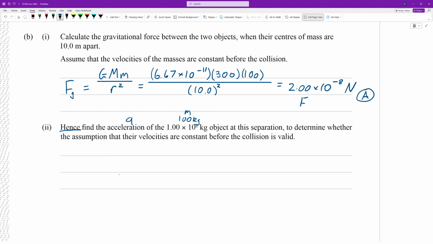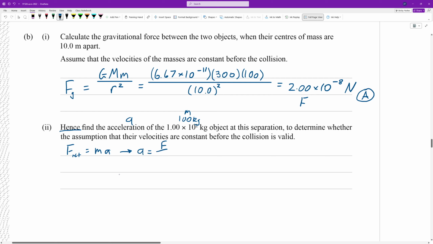And then further it says, determine if the assumption that their velocities are constant before the collision is valid. Okay, so let's start by finding the acceleration. So I'm going to start by writing F net equals mass times acceleration, Newton's second law, where assuming this is the only force, Fg, right? We can ignore friction in space, that's a fair assumption. Let's just rearrange it for acceleration first.